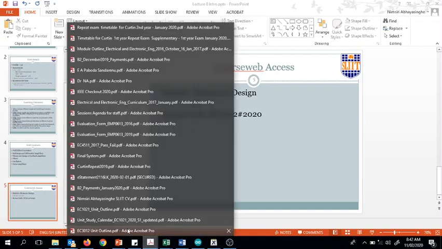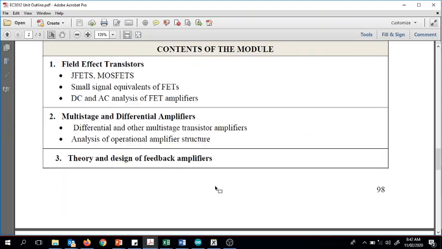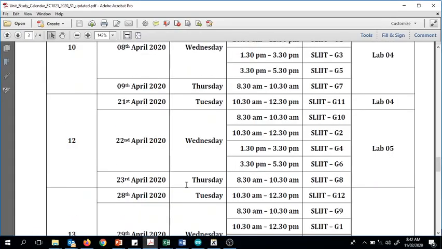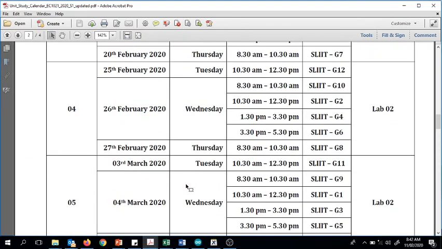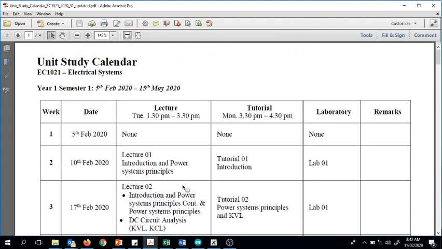So if I pop up the, this is the unit study calendar, you can go through that. This will be available in the course web, and the unit study calendar, as you've seen in the last year. So all the details are given in here.